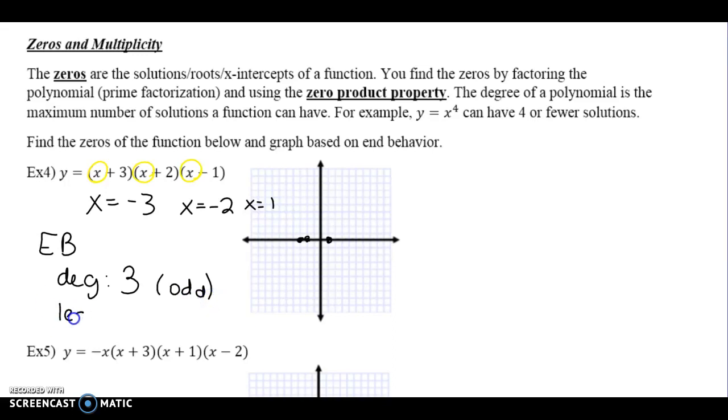And what's our leading coefficient? Is it positive or negative? It's going to be positive. We could FOIL it all out and see what it is, but it doesn't matter what the number is, as long as it's positive out front.